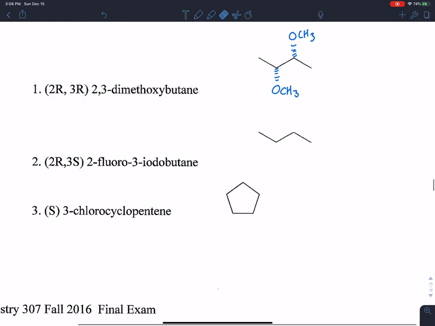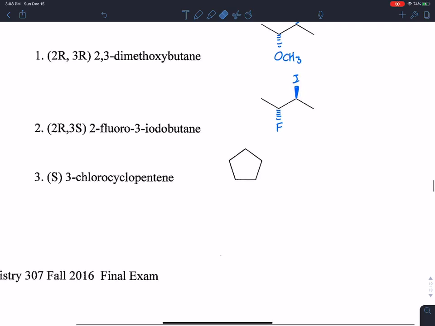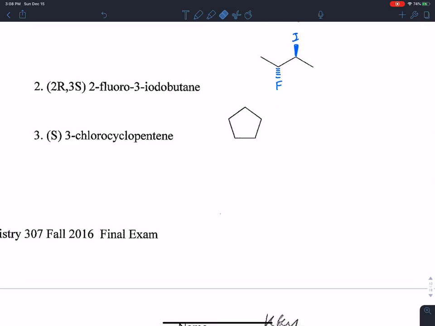Next one. 2R-2-fluoro-3-butane. So we just learned from the last one, if you want to make R here, you make it dashed. So this is F. And then 3 has to be S, so let's make that one wedged. And we'll make this the I. So it goes 1, 2, 3. This is S. Okay. Next one. S-3-chlorocyclopentene. So since it's a pentene, we can make the double bond. This is 1, 2, 3. So I have to make it S. So we'll make it wedged. Chloro. Now I get 1, 2, 3. This is S. So you have to make that part wedged. Just like that.